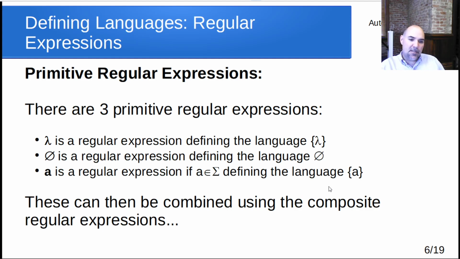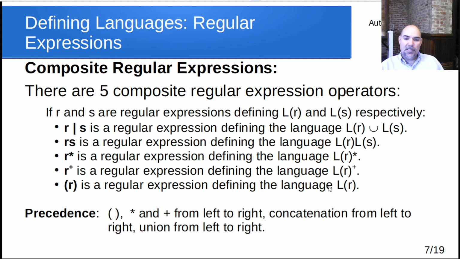So what do the operators look like for the composite expressions? Well, there are 5 of those, listed here in these bullet points. The first one: if I have 2 regular expressions, R and S, and each of those defines its own language, the language of R and the language of S, then we can make a new regular expression by saying R, then this vertical bar symbol, like the pipe symbol, S, and this is called the union operator. So R vertical bar S, or R union S, is itself a new regular expression that defines the language of R union the language of S.